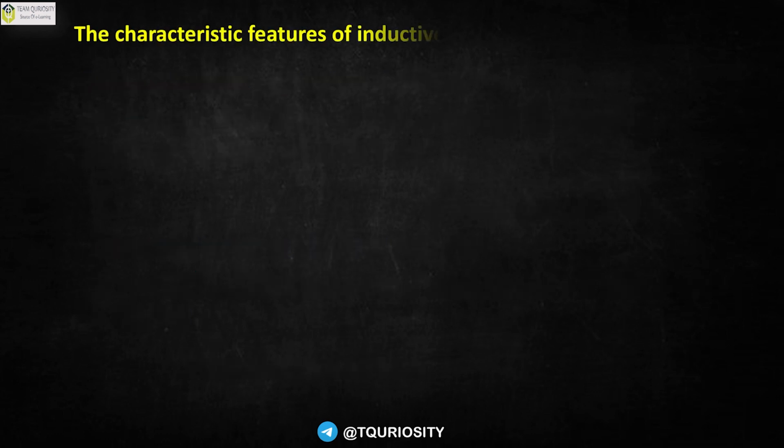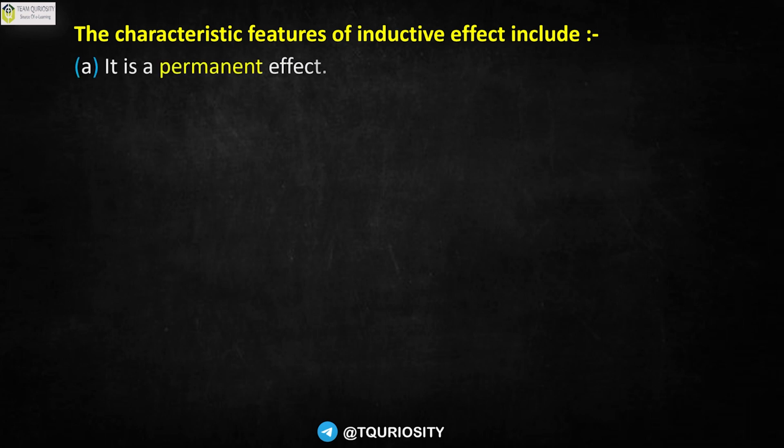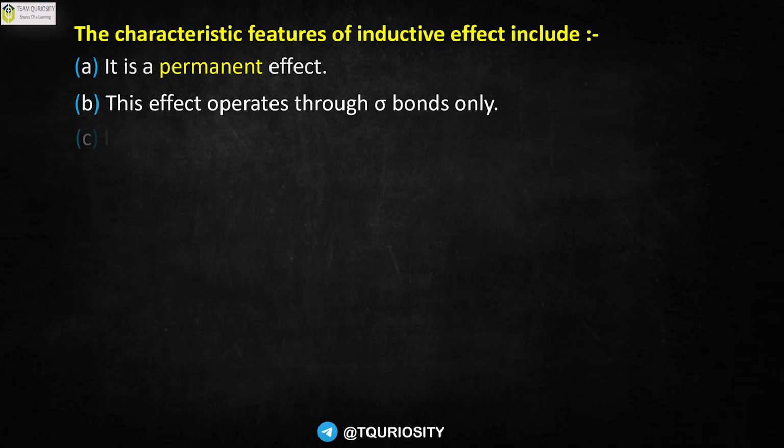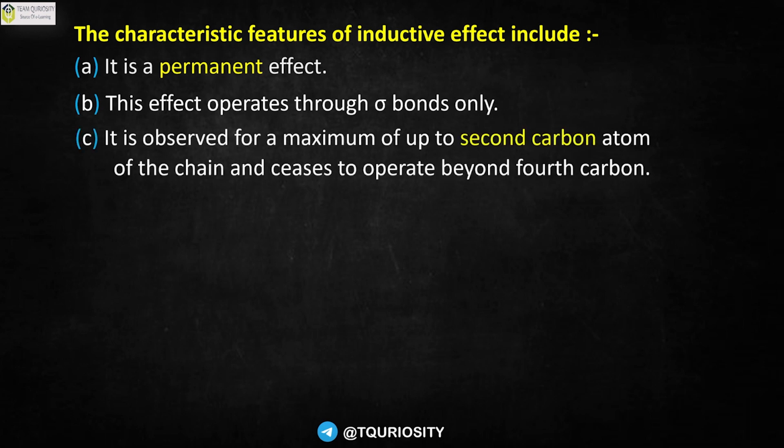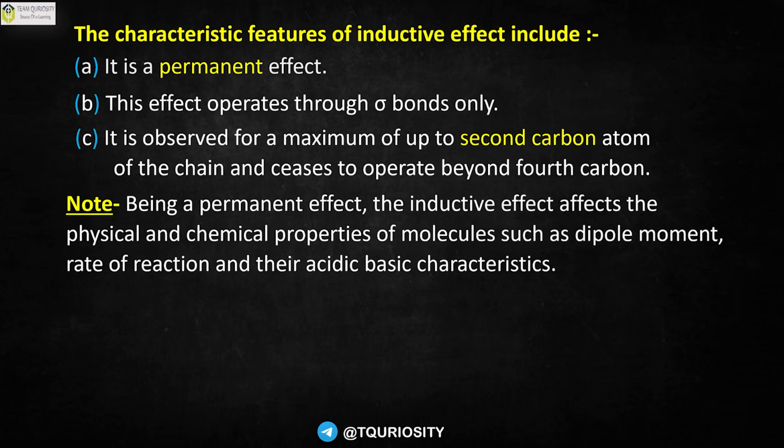Now we will understand the features of inductive effect. It is a permanent effect. This effect operates through sigma bonds only. It is observed for a maximum of up to the second carbon atom of the chain and ceases to operate beyond the fourth carbon. An important point to note is that, being a permanent effect, the inductive effect affects the physical and chemical properties of a molecule such as dipole moment, rate of reaction, and acidic-basic characteristics.